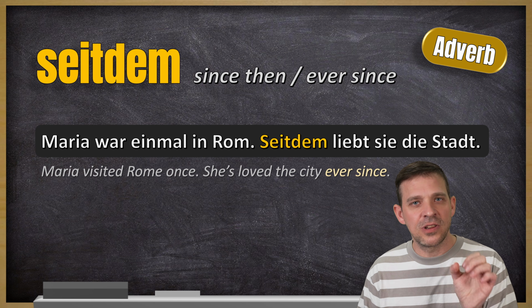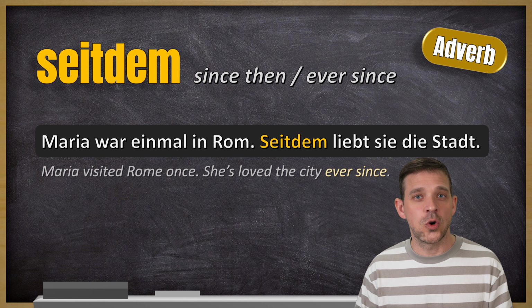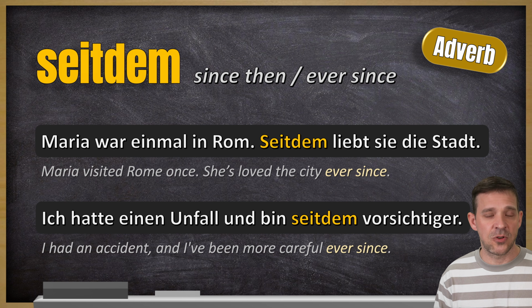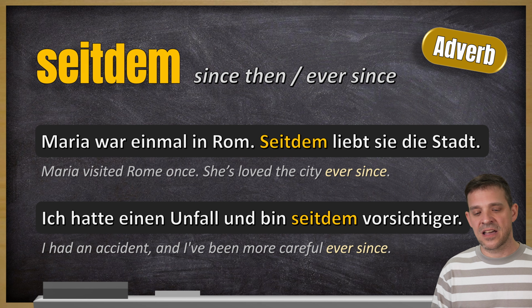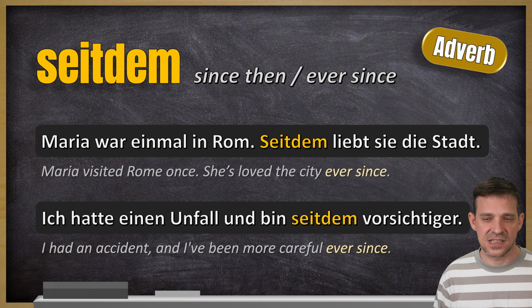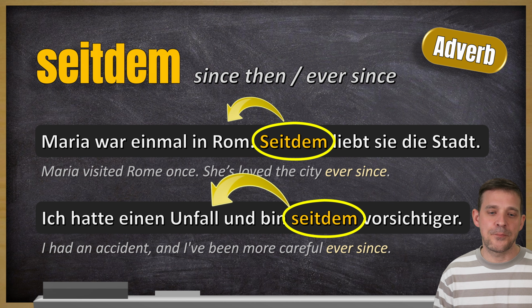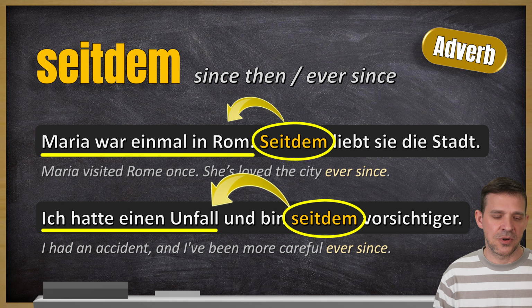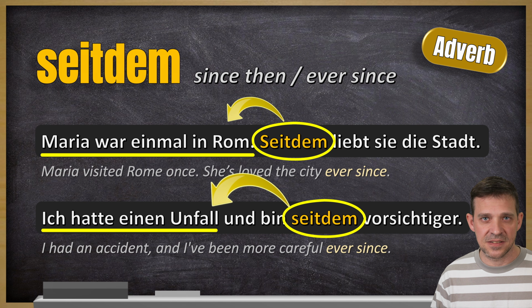But you cannot only use it with two sentences, you can also combine it into one sentence with the conjunction und. Like for example here, ich hatte einen Unfall und bin seitdem vorsichtiger. I had an accident and I have been more careful ever since. And again, in both situations, this seitdem is referring back to information mentioned before. In the first, that Maria was in Rome once, and in the second, that I had an accident.